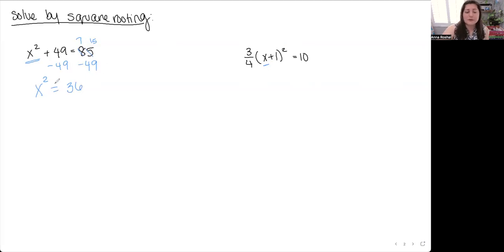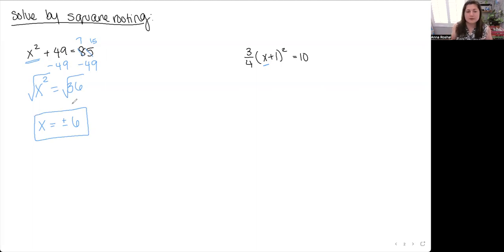Once I get to this point, I know that I can square root both. And I know the square root of x squared is just x equals positive, negative. Please do not forget that, because both positive 6 and negative 6 can multiply up to 36, okay? And then that's it. It's that basic. This is my final answer.